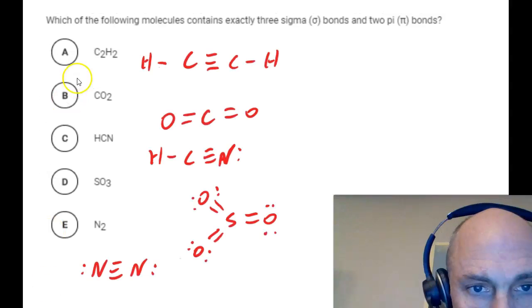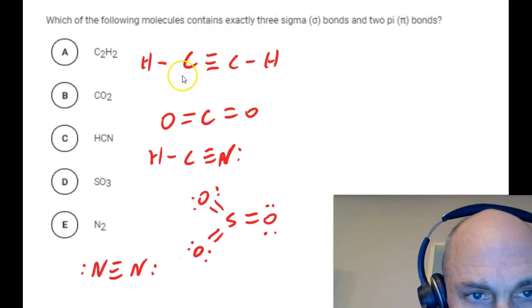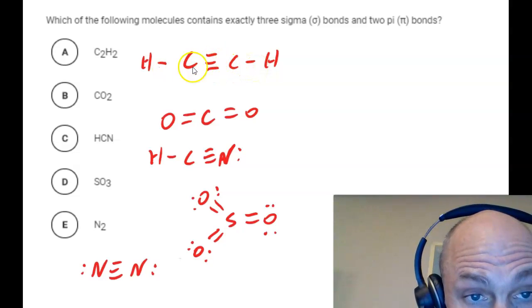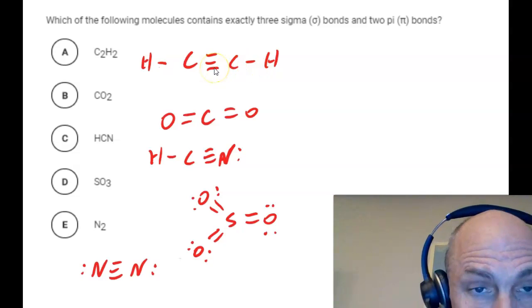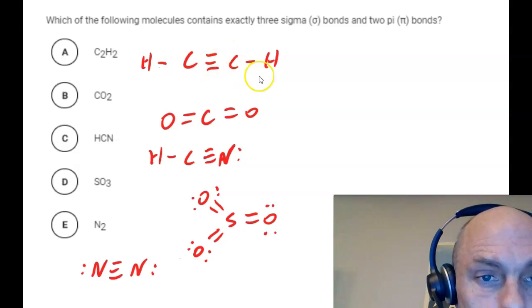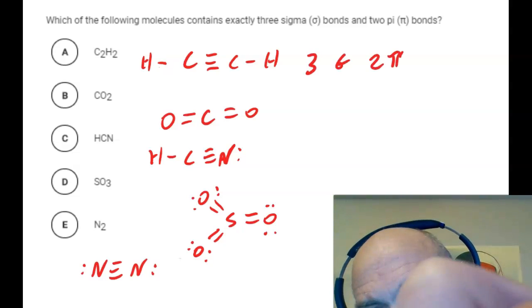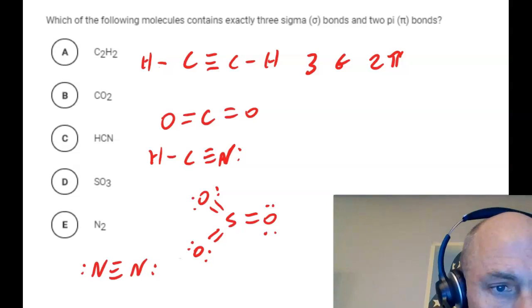See how you do. All right, here's ethyne once again, which has 1, 2, 3 sigma bonds and 2 pi bonds. Remember, each single bond is a sigma, and the first bond of a multiple bond is sigma. Any additional bonds are pi. So 3 sigma, 2 pi. I'm thinking A is going to be our right answer. Let's just check B, C, D, and E.